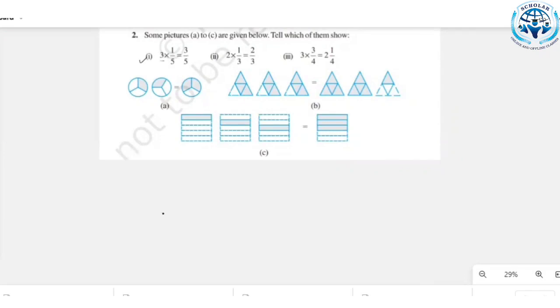Second question, some pictures A to C are given below. Tell which of them show 3 into 1 by 5 is equal to 3 by 5. That means a total of 3 wholes. These are 2 wholes in the first, in the second one 3 wholes are there, but a total of 5 parts must be there. It is given in the C1. 5 parts are there and 3 are shaded. That means 3 by 5. So the answer is C.